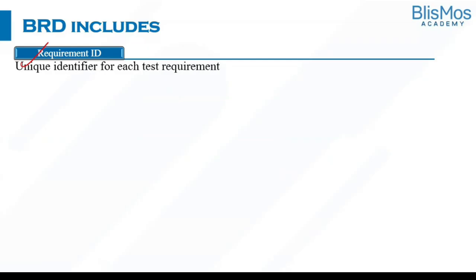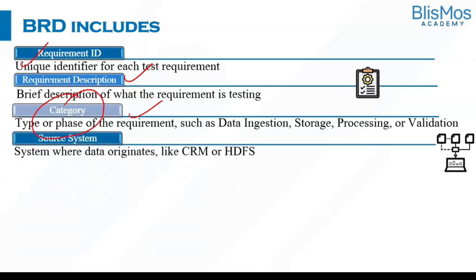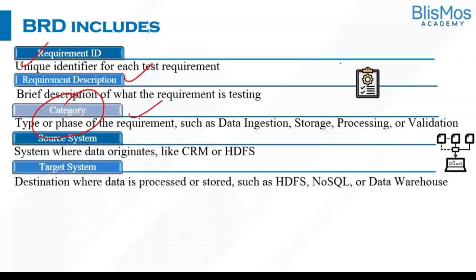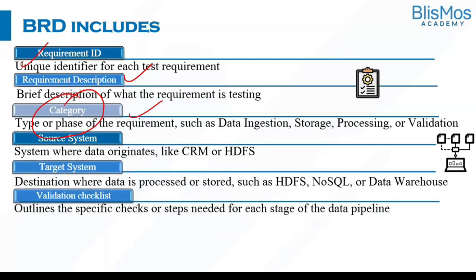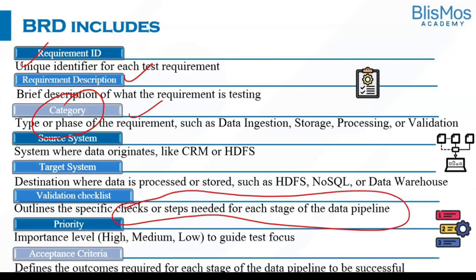Now, in case of a big data requirement document, we have a unique identifier ID, then a requirement description, then the category, that is, whether the requirement is in ingestion, storage, or processing, and then the source system. What is the source system for this particular requirement, and what is the target system? It also specifies what things we have to check during each stage of the data pipeline. And then the importance level, whether the requirement is high, medium, or low. Based on that, you can focus on the test.